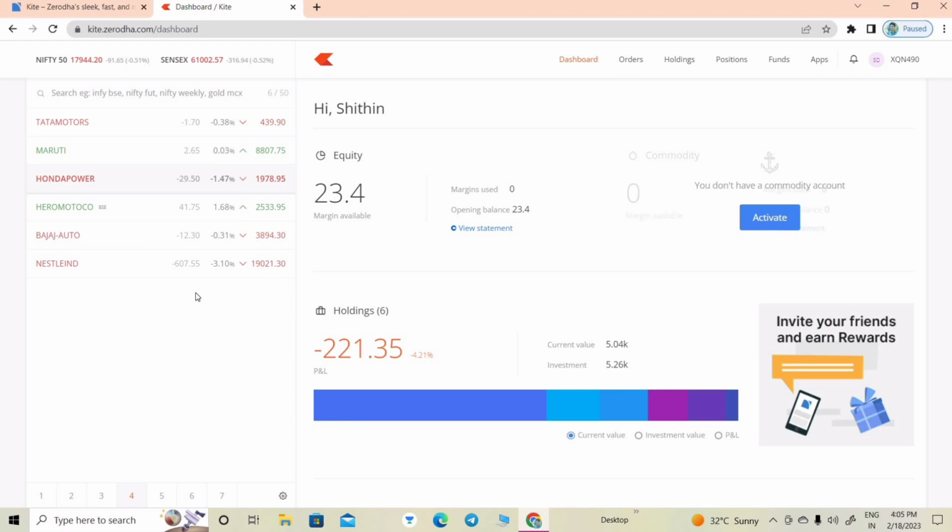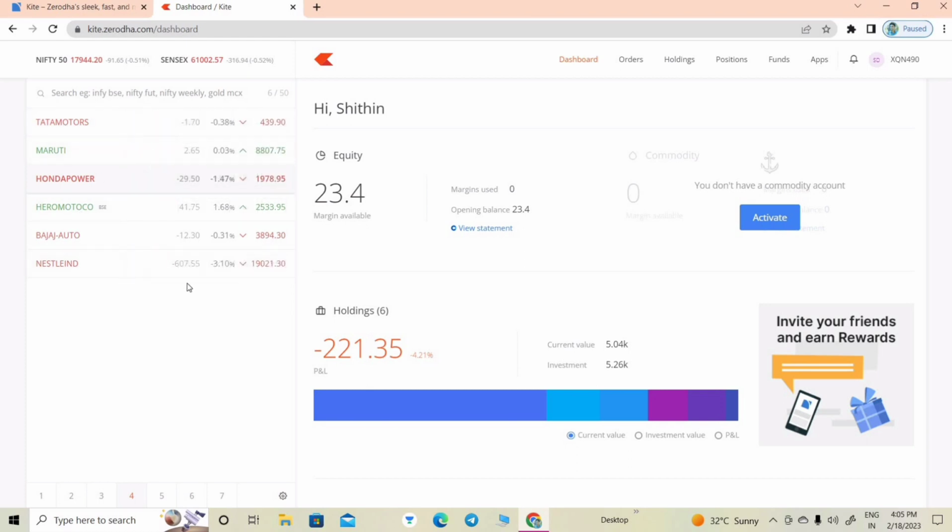And then we go to the main thing here, that is the buying and selling option. Actually, I am only showing the equity buying and selling options. I am not activating the commodity. So by using equity, we can buy and sell other companies' shares. The current performance of the shares can be seen here.